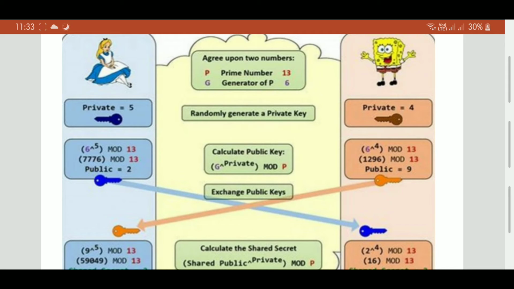Agree upon two numbers. P is a prime number, so we have our prime number as 13, and G is a generator of P, so we have our generator of P as 6. Randomly generate a private key. Calculate the public key: G raised to private key mod P, as we have already seen in our steps. Then we need to exchange public keys.